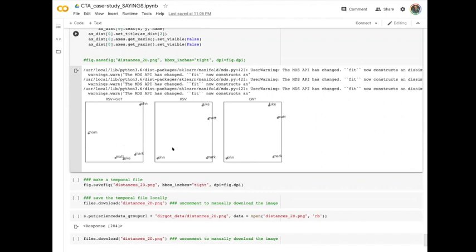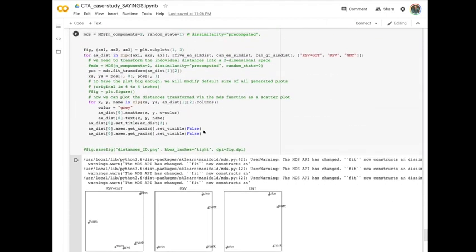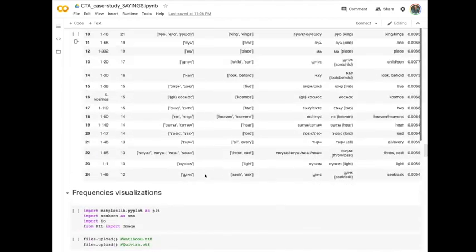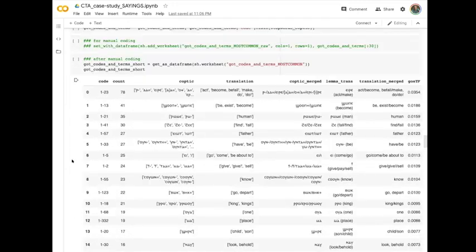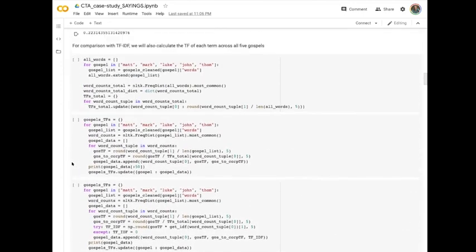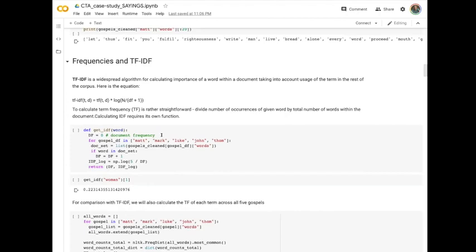But the next one we did focused on analyzing collocations or co-occurrences of words and comparing the Gospels according to this measurement. One last thing I want to show you on this case study is this. Perhaps I can run it from the beginning.